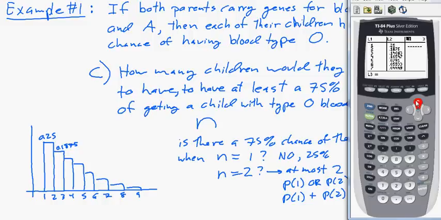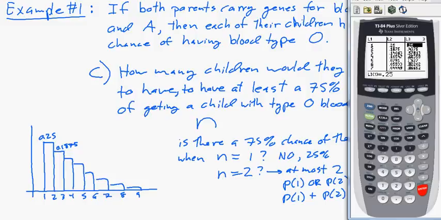And there's even a function that helps us. Because really what we're doing is adding those two together, and then we want to add all three of those, and then all four of those. That's called cumulative summation. In list, under ops, number 6 is cumulative summation. How convenient. So we're going to do a cumulative summation of L2. And there's the 0.4375 that we got before. And look, we can go right down.